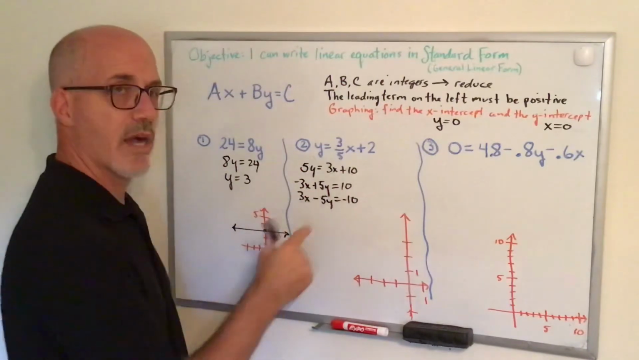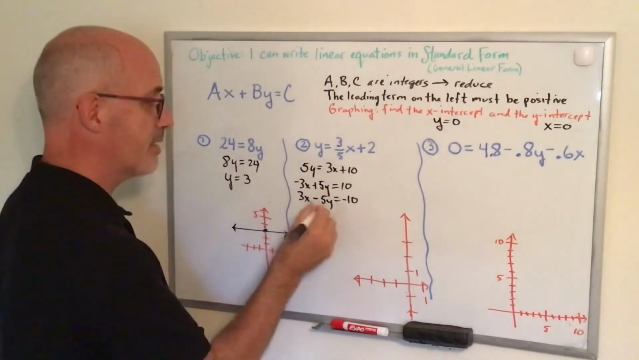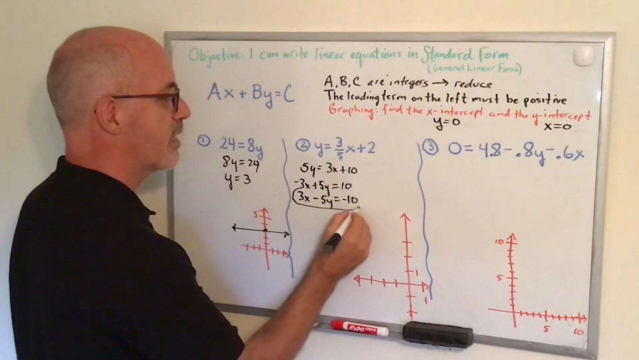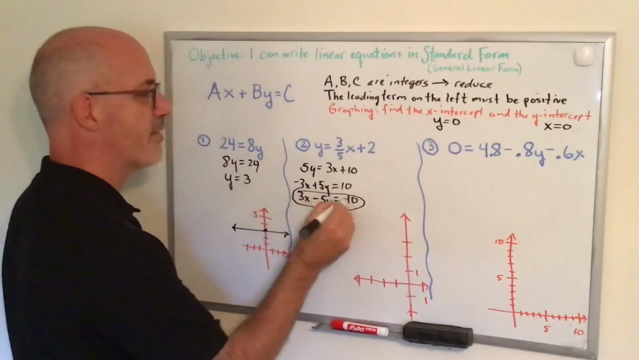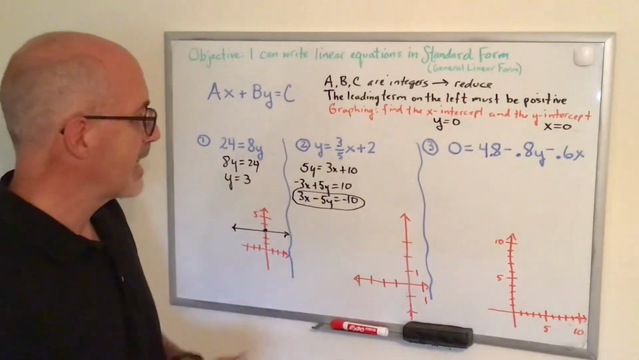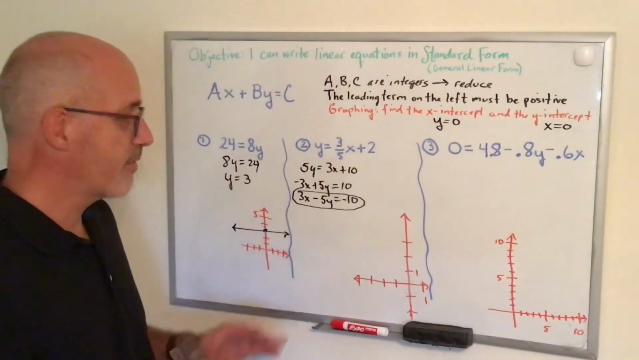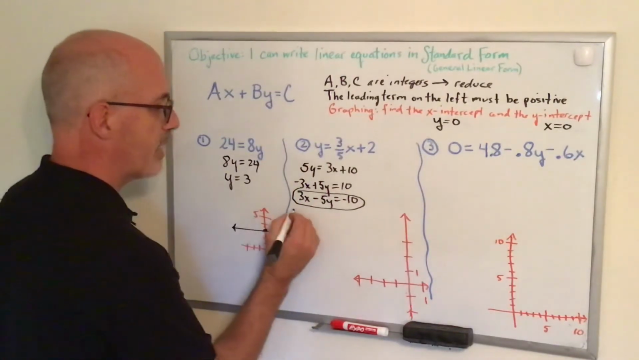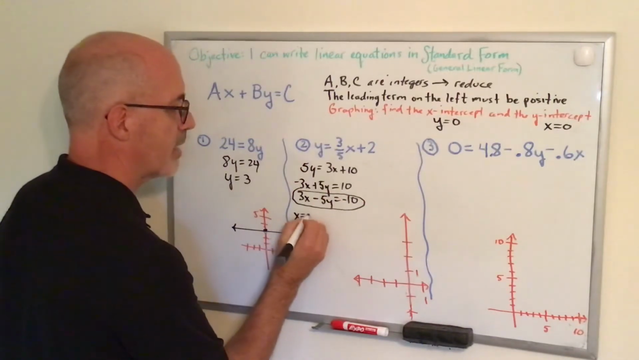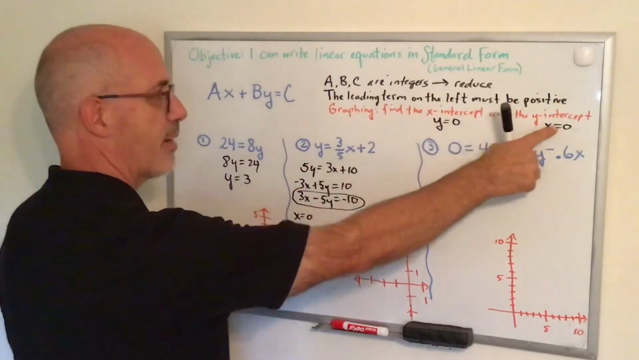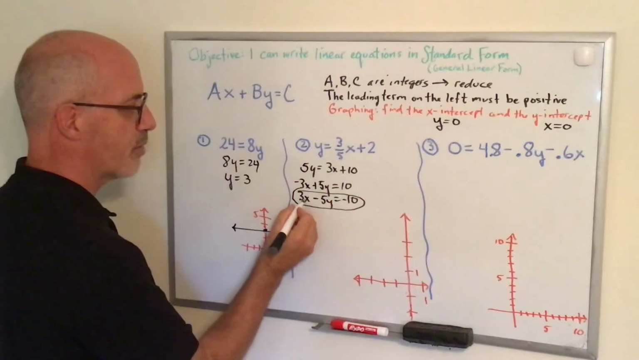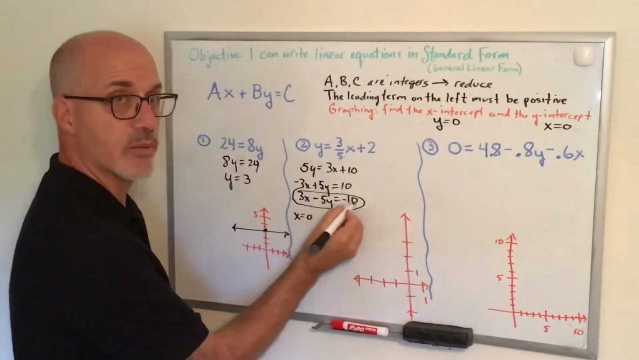Notice that there's no common factors in the A, B, and C. A is 3 here, B is -5, and C is -10. That's my standard form of the equation. Let's graph using it. If I put in x equals 0, I'm going to get the y-intercept. If I put in x equals 0, notice I have -5y equals -10.